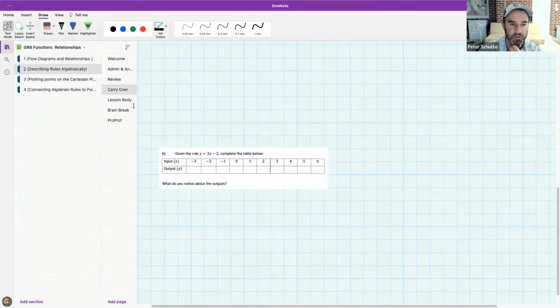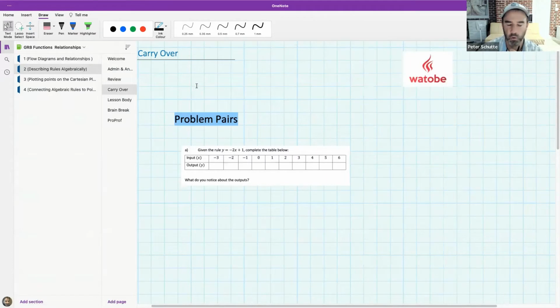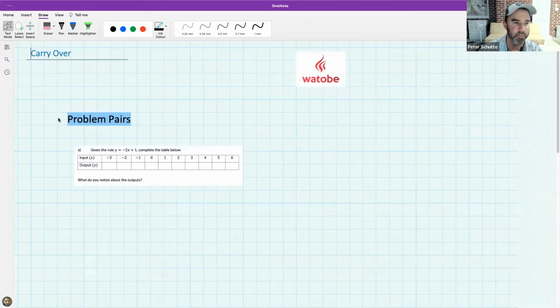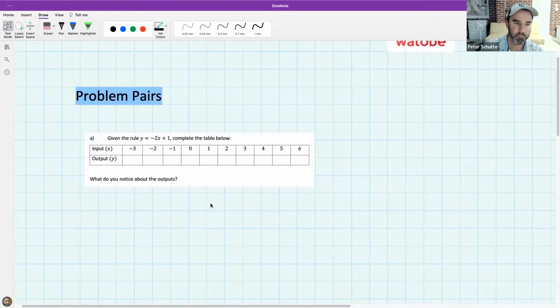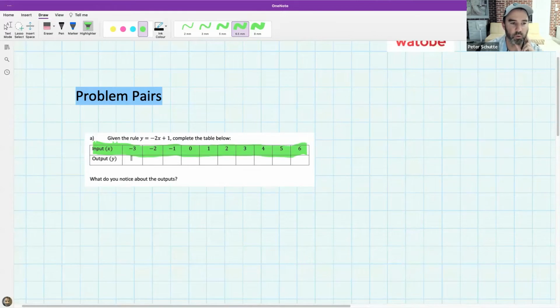Okay, so let's go. I think you guys are good. So in the last lesson, I call this tab carryover because I'm carrying it over from the last lesson. In the last lesson, you were doing this question. And the input-output pairs weren't in the form of a flow diagram. They were in the form of a table where the inputs were on the top over here.